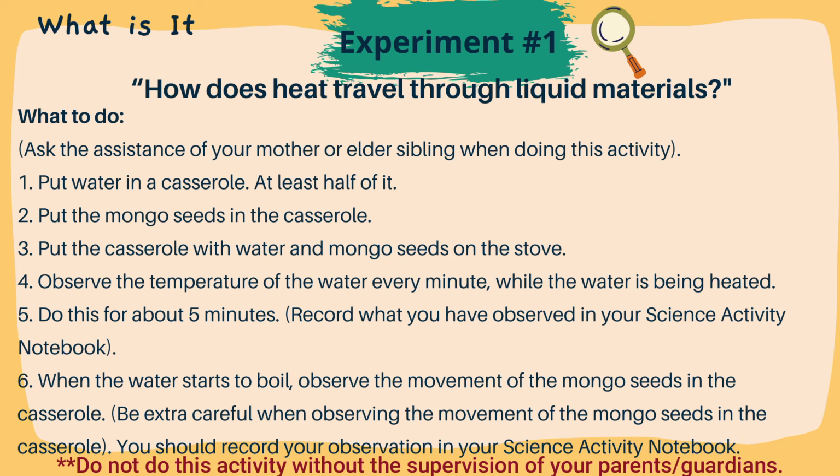Put water in a casserole, at least half of it. Put the mango seeds in the casserole. Put the casserole with water and mango seeds on the stove. Observe the temperature of the water every minute while the water is being heated. Do this for about 5 minutes. Record what you have observed in your science activity notebook. When the water starts to boil, observe the movement of the mango seeds in the casserole. Be extra careful when observing. You should record your observation in your science activity notebook. Pause this video and resume after the experiment.